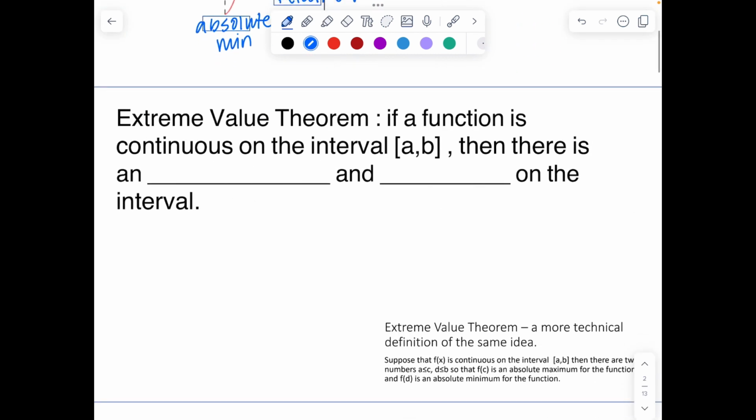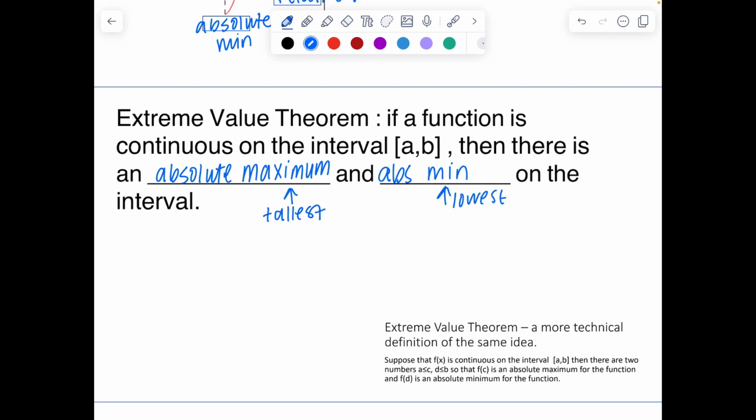The extreme value theorem says if a function is continuous on the interval [a, b], then there is an absolute max and there's an absolute minimum. That just basically means there's always going to be a tallest point if it's continuous, and there's always going to be a lowest point if it's continuous.